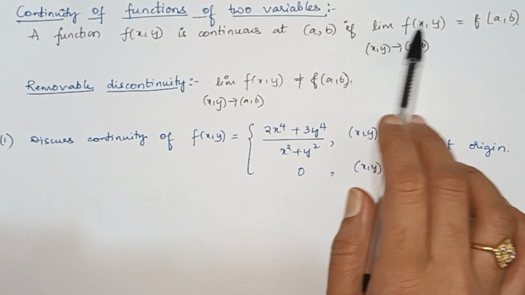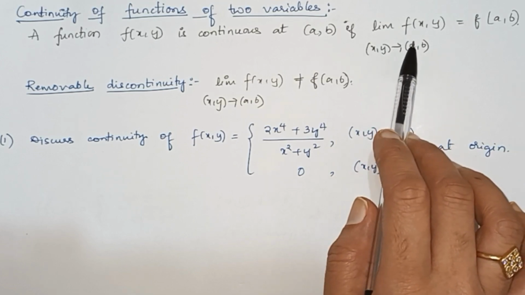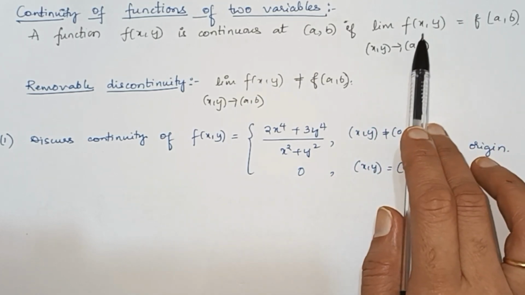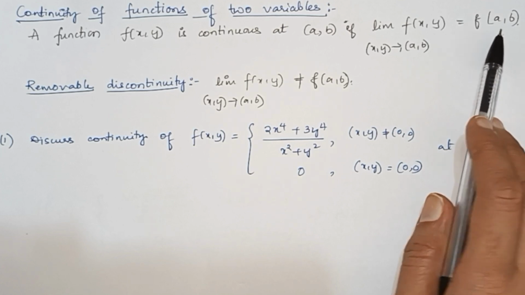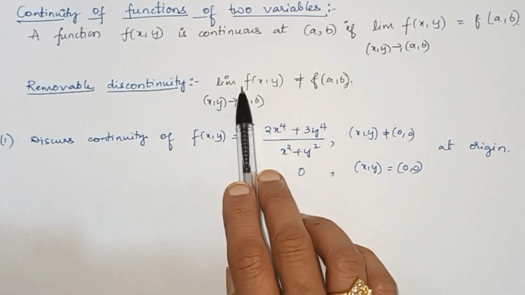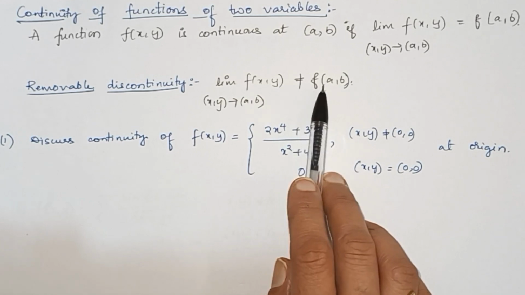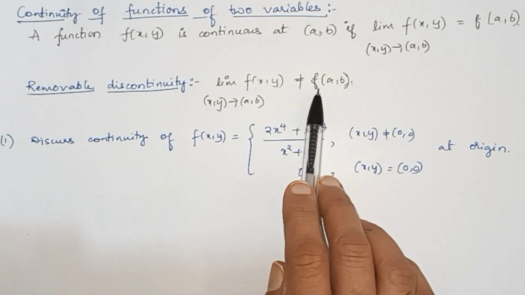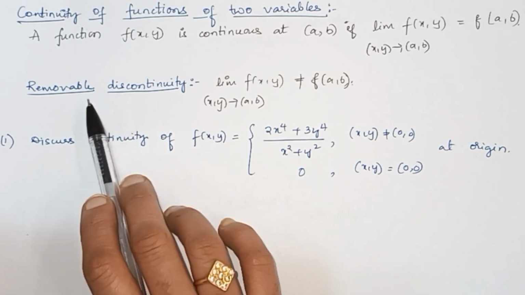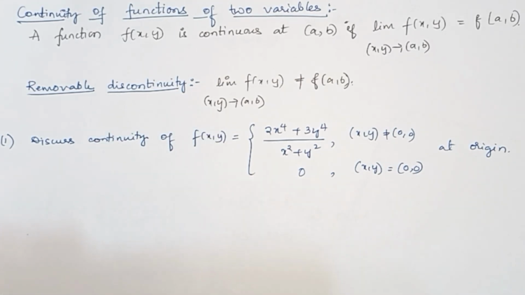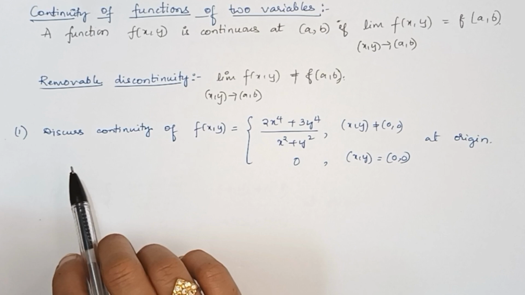In some cases, the limit itself doesn't exist, or in some cases, the limit exists but it might not be equal to the value of the function. So, in case the limit exists and it is not equal to the value of the function at the point (a, b), then such a discontinuity is called a removable discontinuity. Now let us solve one problem.